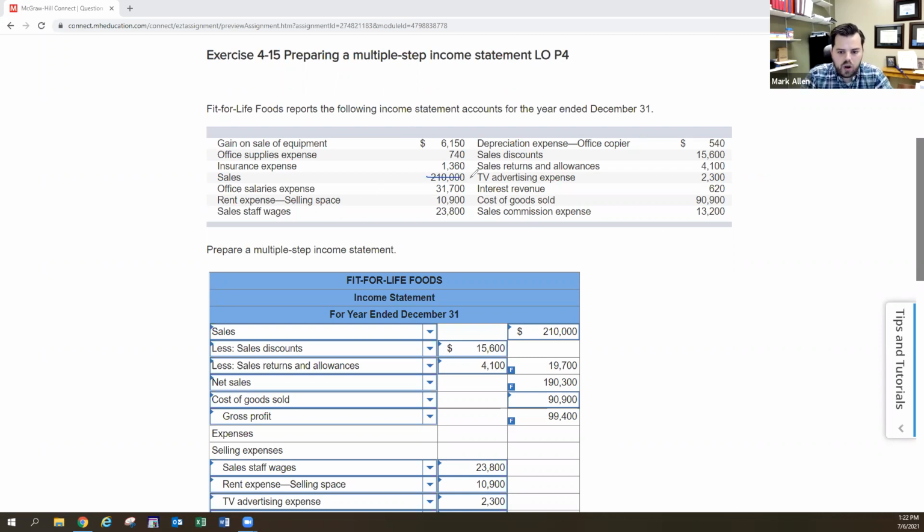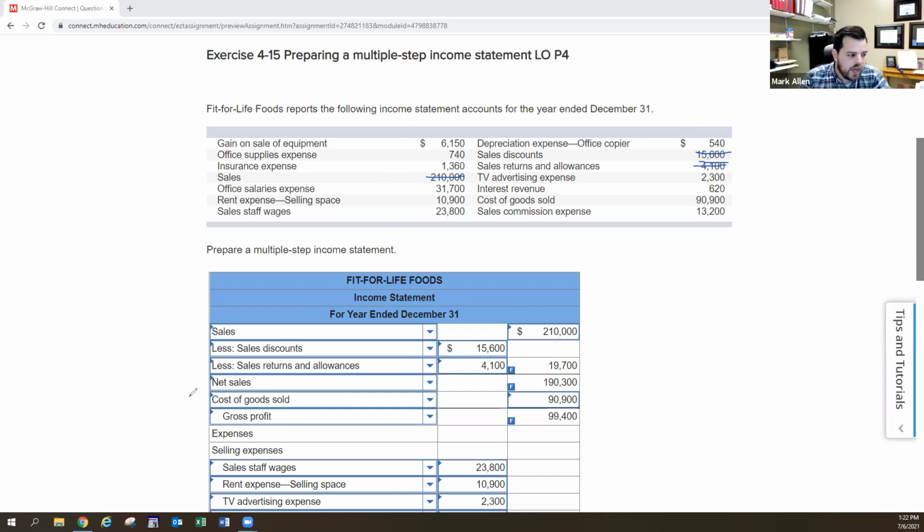So I'm just going to draw a line through it to indicate we've used that. So here's my sales of 210. We will then subtract out my sales discounts and my sales allowances. So boom and boom. All right, those two things have now been dealt with, giving us net sales.